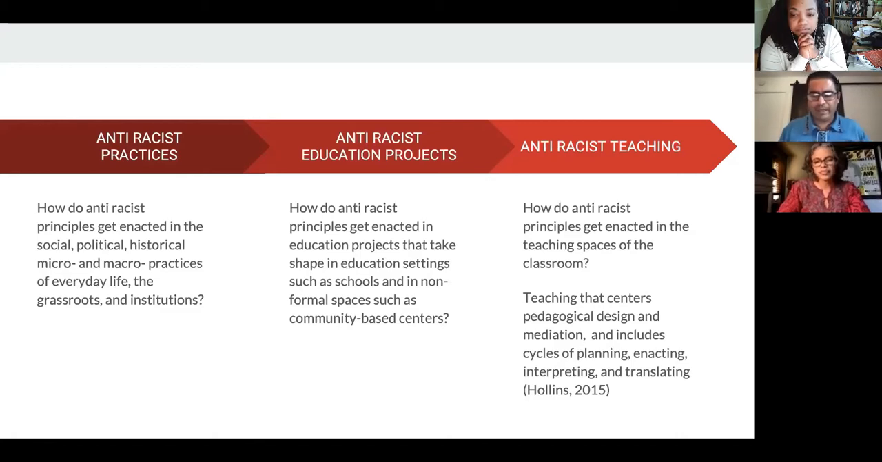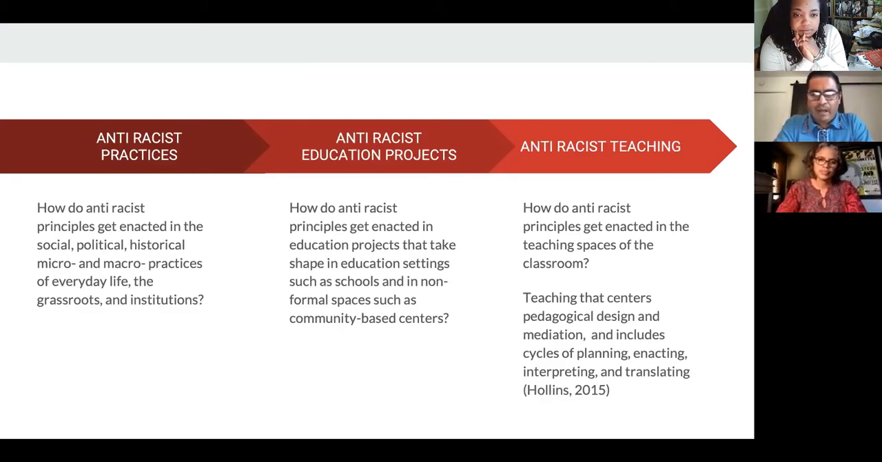These are interrelated. What ends up happening is that often folks in my business, when they talk about social justice, anti-racist work, we're talking about it in more macro terms, which I define as anti-racist practices. And these are pretty much about the social, political, historical, micro and macro practices of everyday life that may take place at the grassroots level, but also in institutions. So those are the bigger sort of things that are taking place.